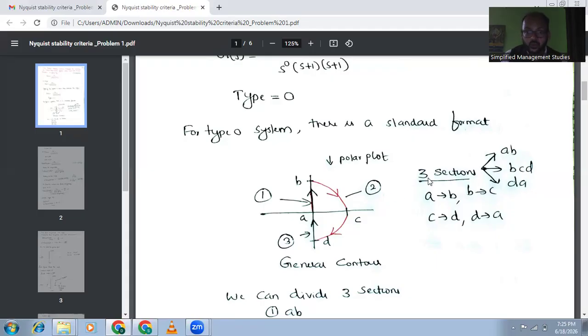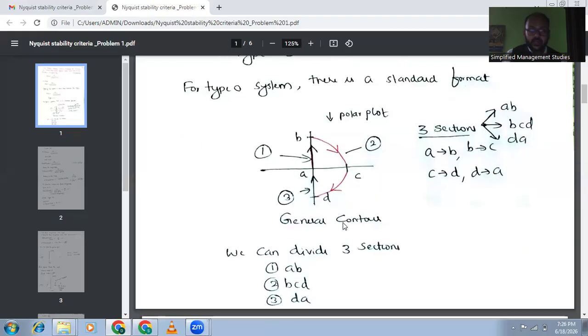What are they? Number one, the section AB. Can you see section AB here? It is very clear. Section AB, number one, I marked here as 1. Number 2, section BCD, which I already mentioned here very clearly. Coming to the third one, DA. DA is another section. AB, first section. BCD, another section. Third one is DA. Three sections you have to mark separately.